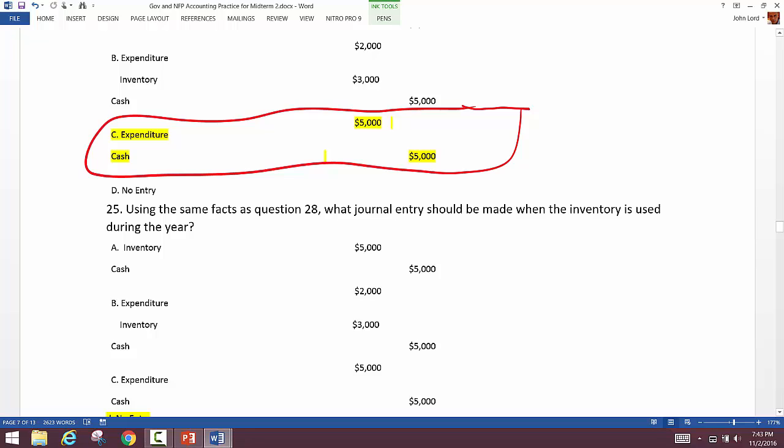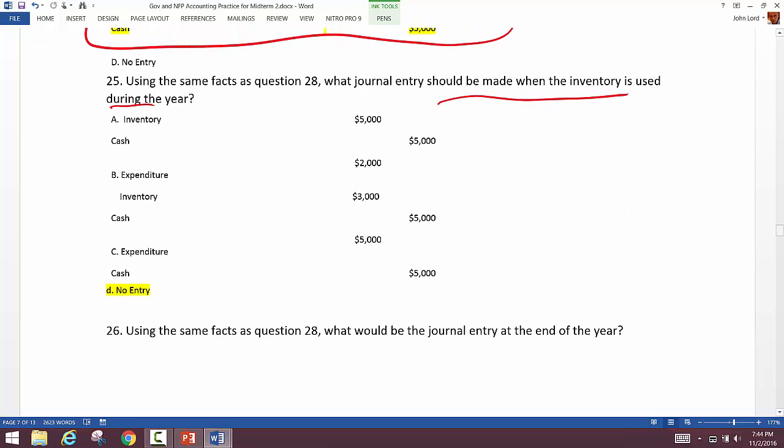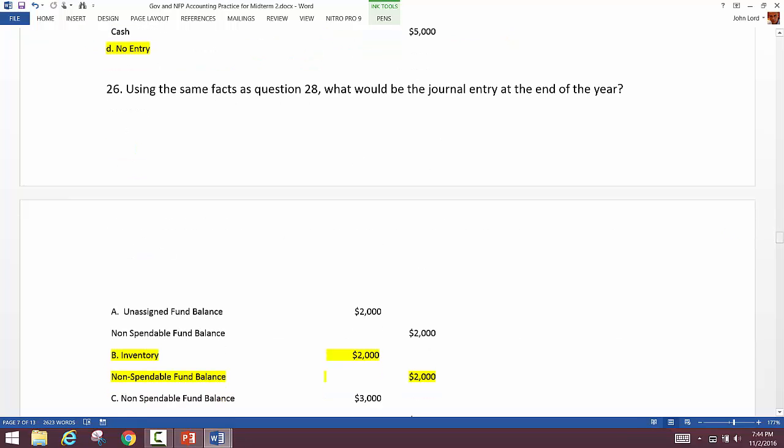Using the same facts, what journal entry should be made when the inventory is used? No, so we're still under the purchase method. There's no entry, right? Okay, and then we come down and we say, using the same facts, what journal entry would we make at year end? And remember, we have to do what? Okay, this is a nice little question. We have to debit the inventory and credit the non-spendable for the amount that's left, right?